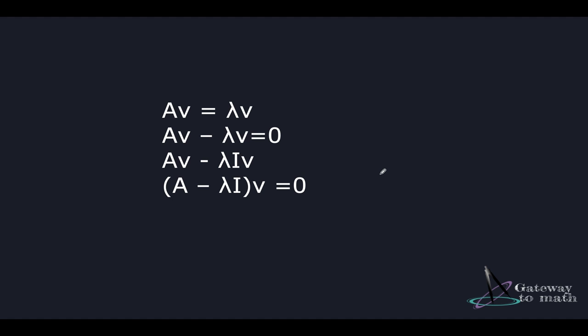And if you've understood what those terms are, AV equals lambda V should be clear by now. So let's take this value on the left hand side, AV minus lambda V equals 0. Then AV minus lambda V, I've multiplied this value with an identity matrix. And just in case you're wondering what an identity matrix is, it's just a matrix with all the diagonal entries as 1 and the other entries equal to 0.